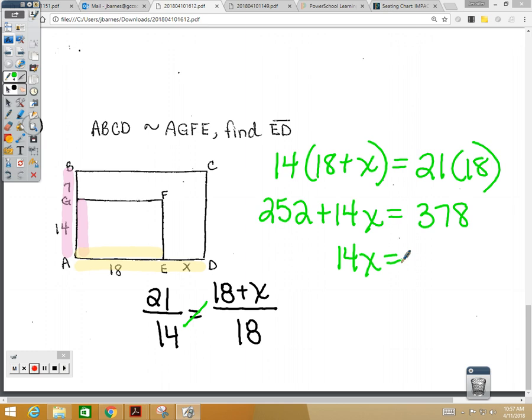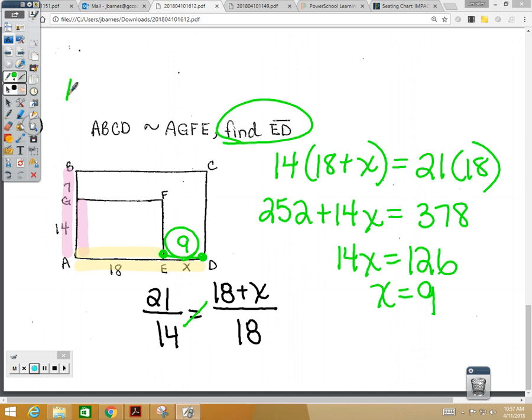Next step would be subtracting your 252. That gives you 126. And then dividing by your 14 gives you that x is 9. Now I'm going to pay attention to what this is asking me. It says find ED. E to D is just what x is, so your answer would be 9. However, if the question said what is AD, how long is AD? 18 plus 9, which is 27. Very good.